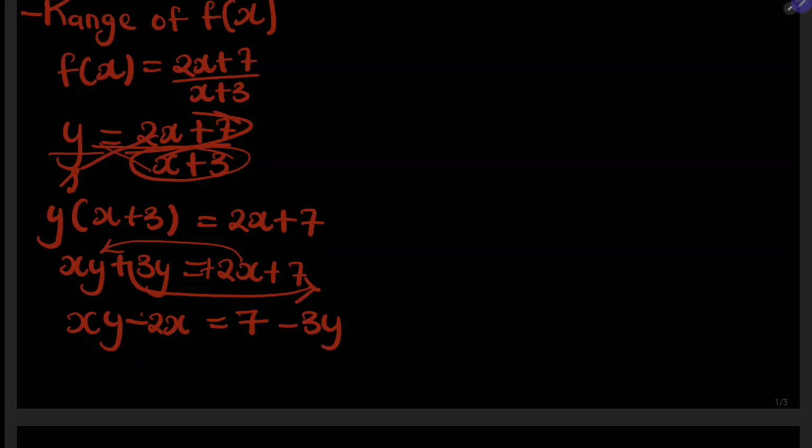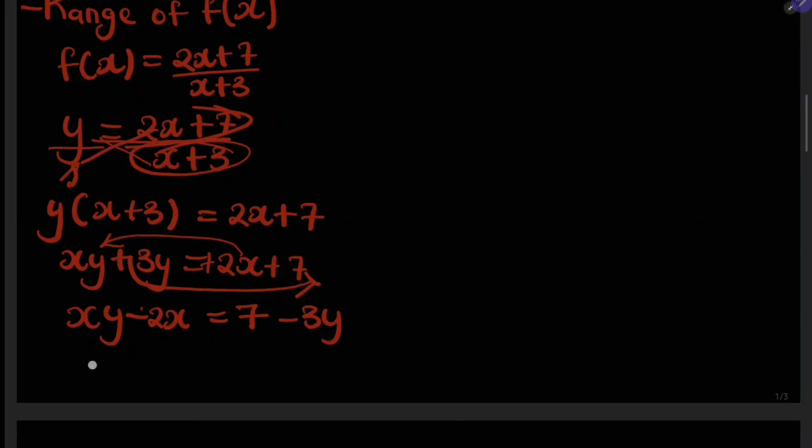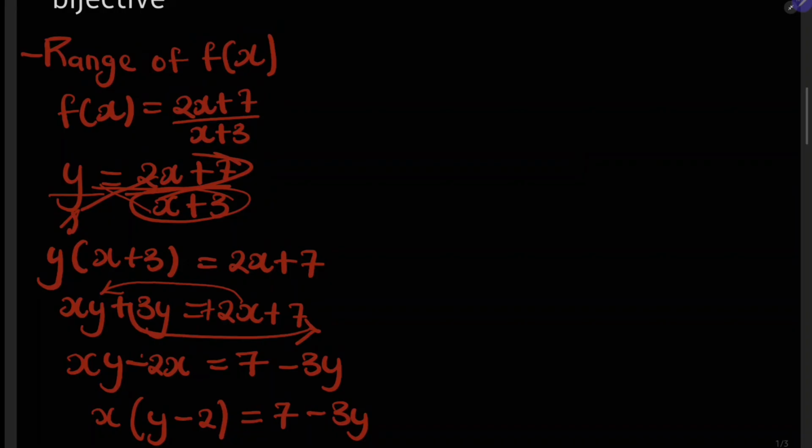Since we want to find x, we are going to take x out of the bracket. That is x into y minus 2 equal to 7 minus 3y. Here we're making x the subject, remember, and we cannot leave it like this because x is not yet the subject of the formula. So we are going to divide both sides by y minus 2.